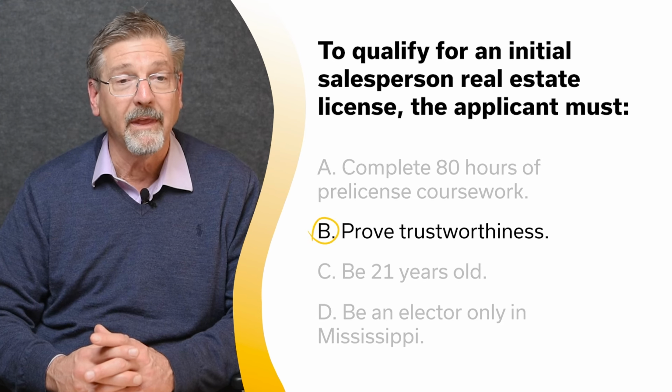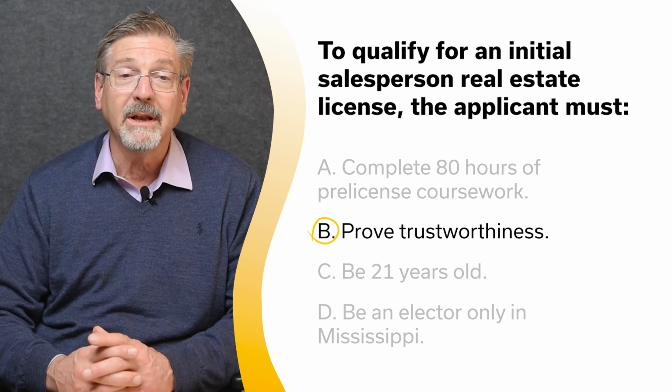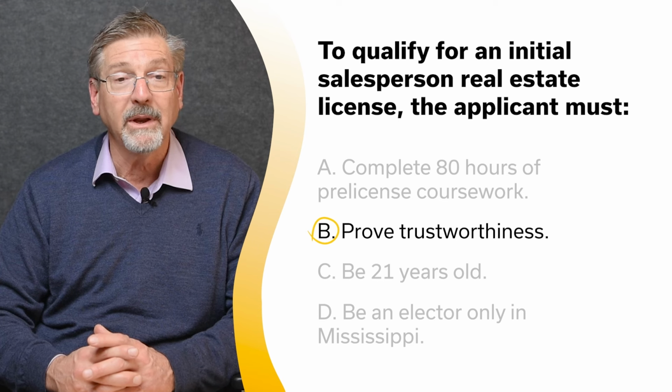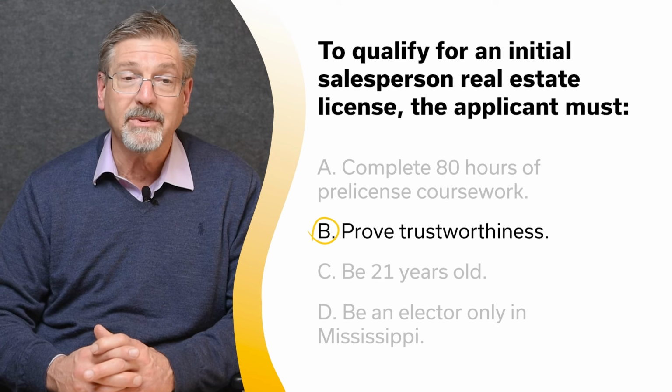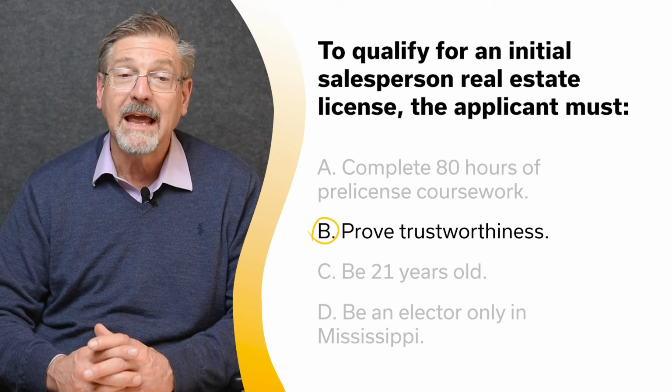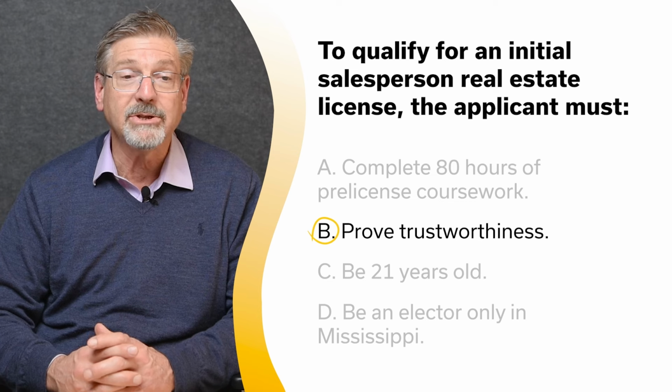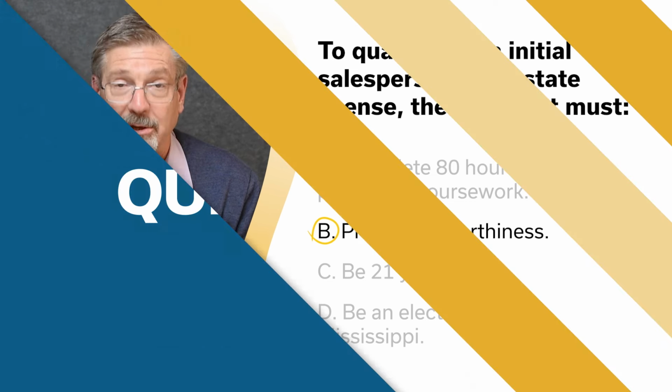Prove trustworthiness. Mississippi real estate license law requires a real estate license applicant to present proof of trustworthiness and competence to engage in real estate transactions in a manner that safeguards public interests.